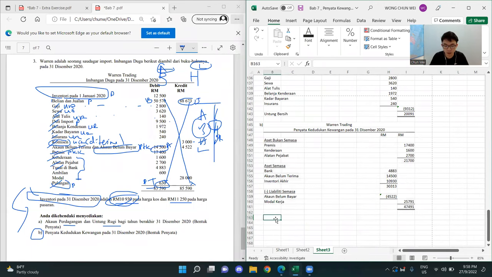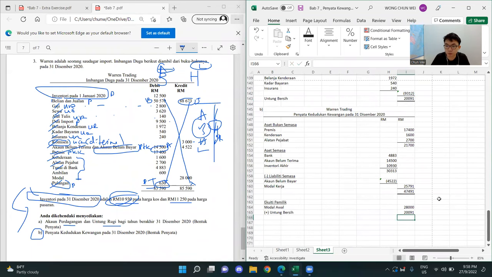Then don't forget about your equity pemilik kat bawah sini. So equity pemilik, always start with modal awal. So your modal awal is in here. Okay, the modal here 28,000, you put here. Then you tambah your untung bersih yang dapat daripada account untung rugi. Okay, so your untung bersih how much here? 20,091. So you add up, how much you get? 48,091. Then minus. Can you see it's always the same process?